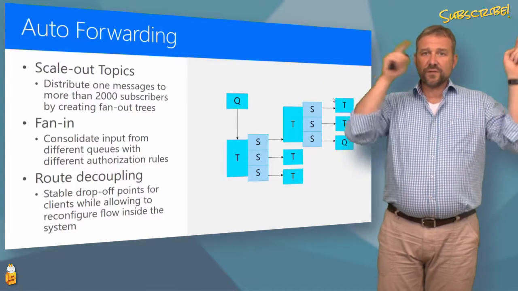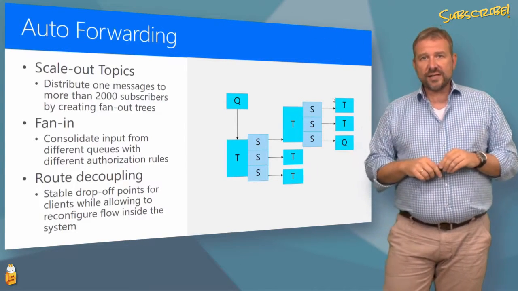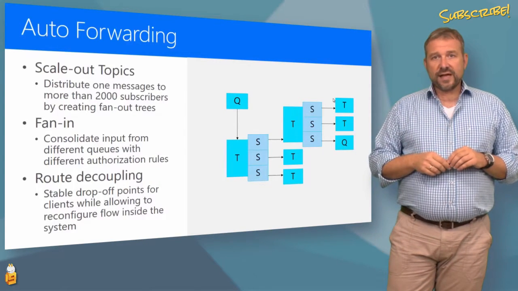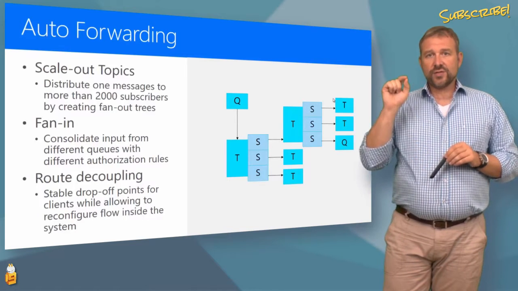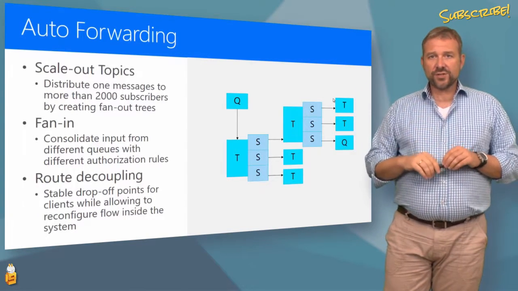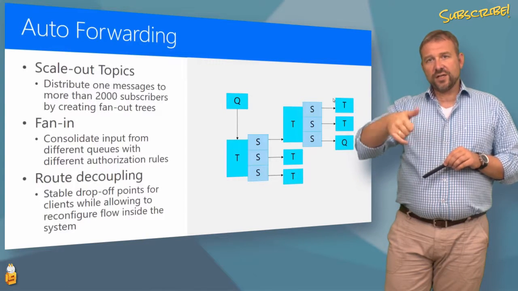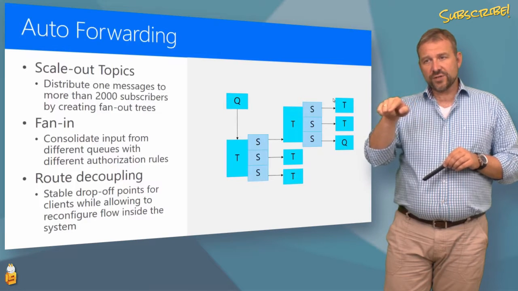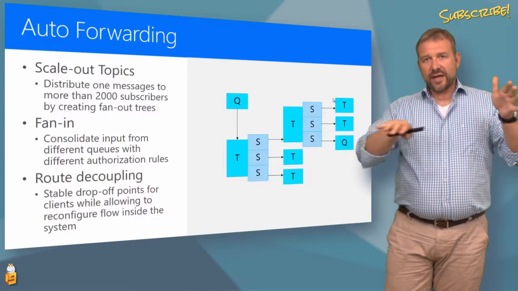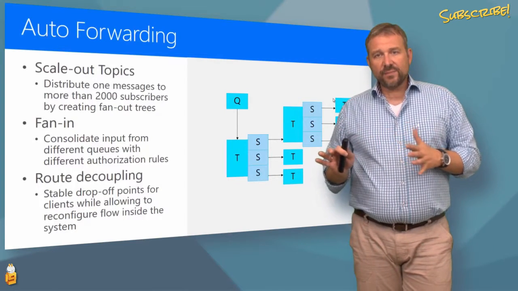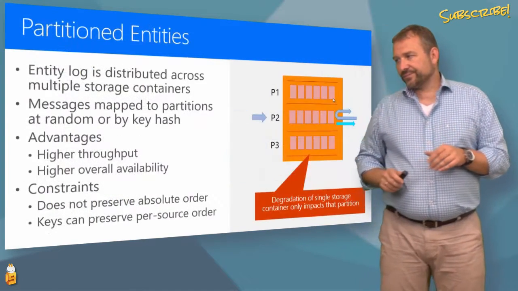You can also have different access control rights on different queues. So you can also use it for that, and you can use it for route decoupling. So you can give a client a particular queue that they will send all messages to, and you can change the forward to property on that queue, which means you can decouple the input and the output, and you can flexibly rewire them inside of Service Bus. So that forwarding capability is a very, very powerful feature.